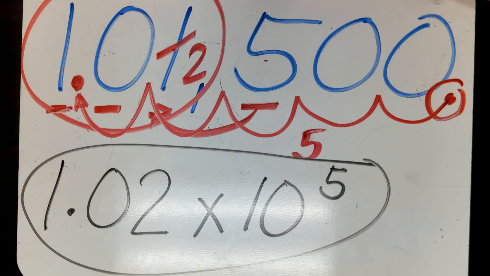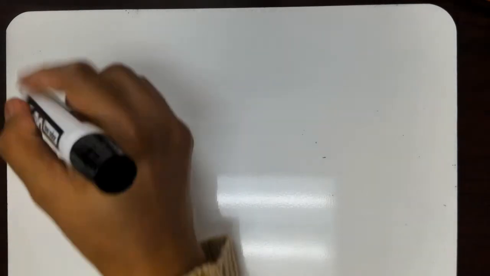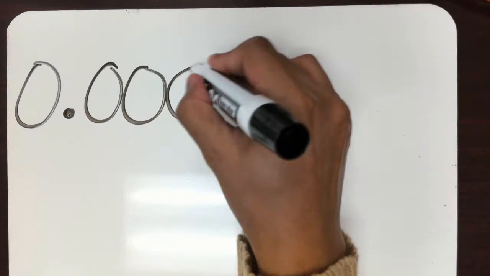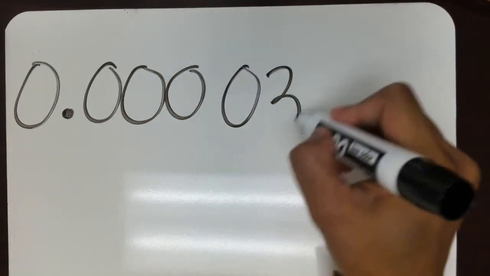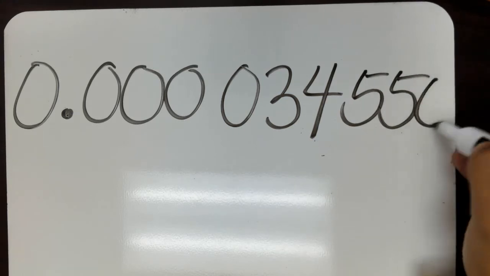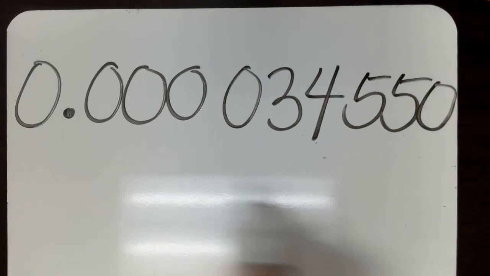We're off to the last number. Hang in there, please. The more examples, the easier it's going to get. Number 4: 0.000034550. That's a lot of numbers. But is this number greater than 1 or smaller than 1? Smaller than 1. So you should have a negative exponent.